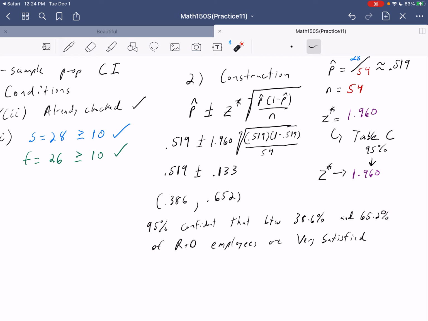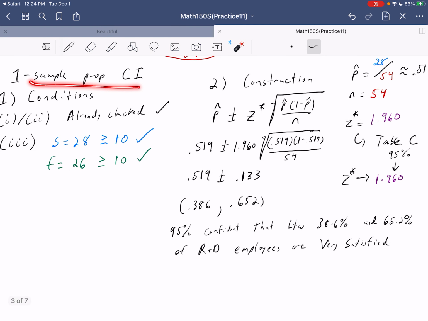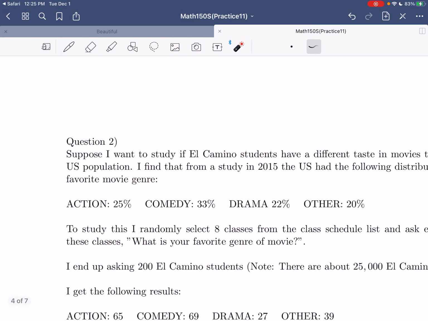All right, so this first question gave us a chance to look at chi-squared independence and homogeneity, as well as a quick follow-up with something a little bit older, the one sample proportion confidence interval. Let's go ahead and take a look at question 2.